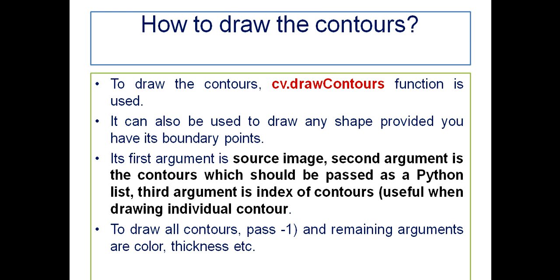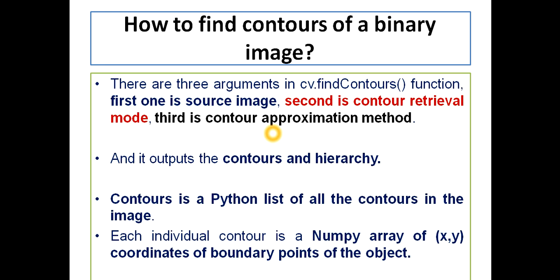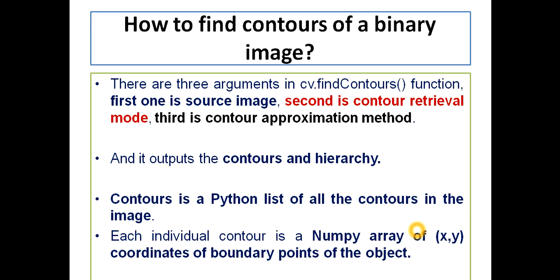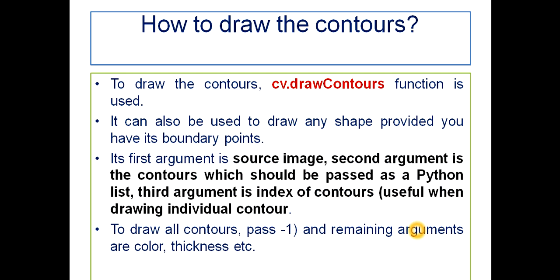Now, to draw the contours, we have found the contours through cv.findContours. Well, that is okay. Now we need to draw them, isn't it? So how to draw the contours? To draw the contours, we will use the cv.drawContours function, and it can also be used to draw any shape provided you have its boundary points.